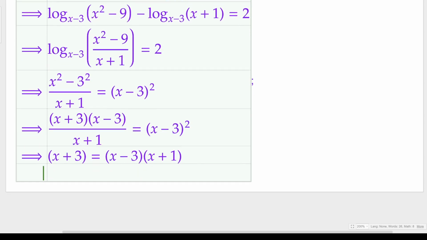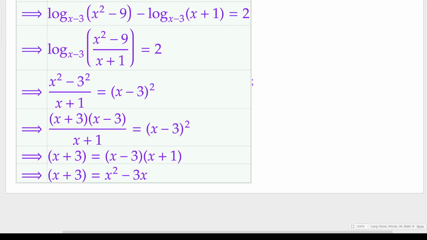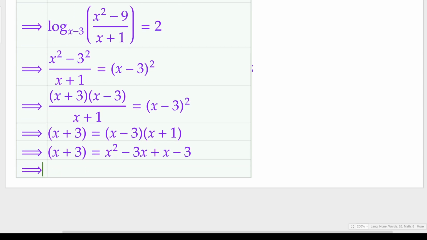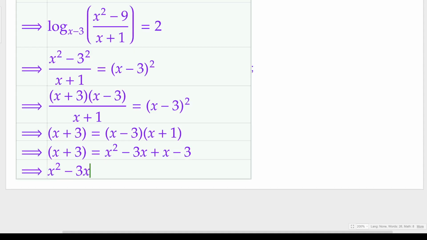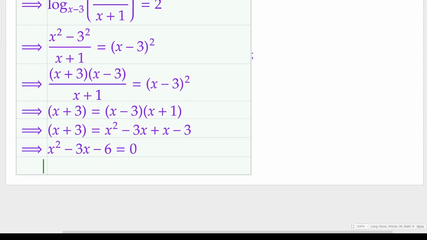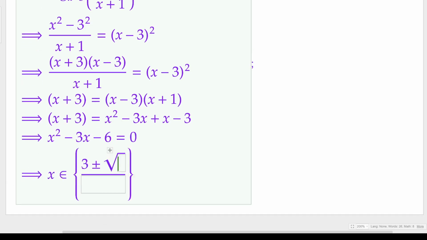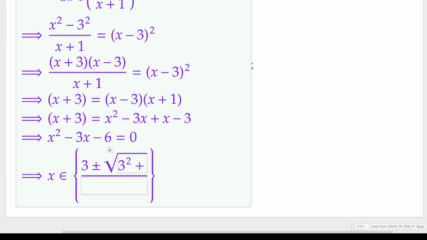Now on resolving this further, this one is x plus 3, and this will be x square minus 3x and then plus x minus 3. On resolving this entire equation, we get x square minus 3x minus 6 equal to 0. Now if I use the quadratic formula directly to get the roots, x will be 3 plus or minus the square root of 3 square plus 4 times 6, that is 24, divided by 2 times 1, that is 2. Two different roots.